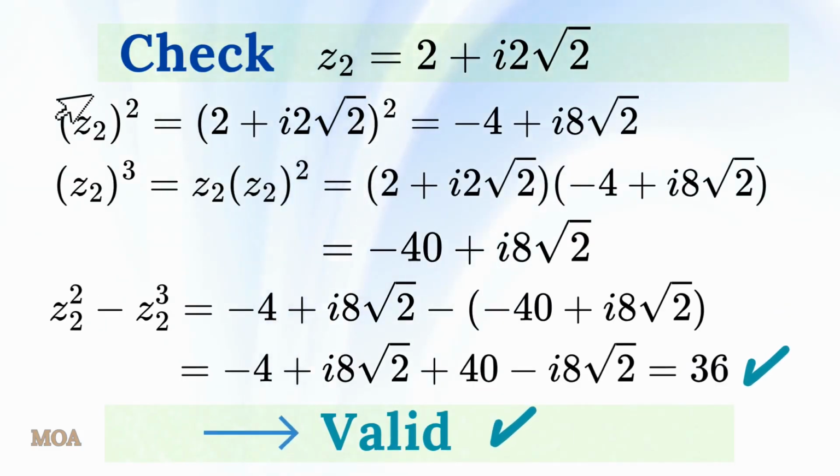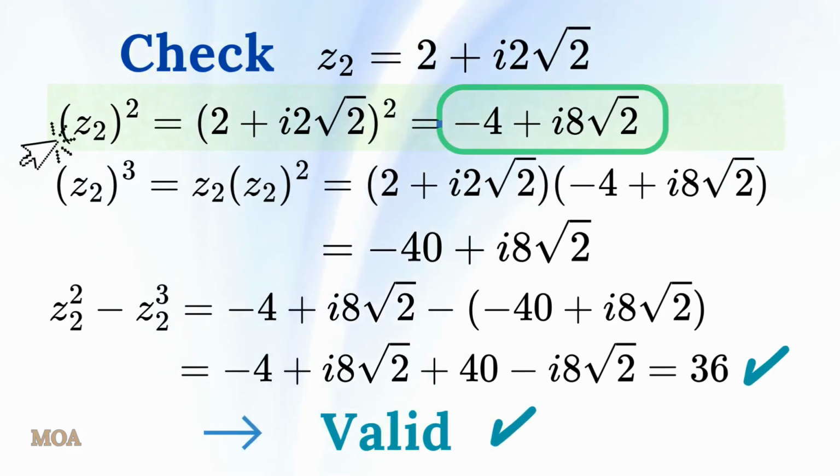Likewise, we check our complex solutions. Regarding the second root, z sub 2 equals 2 plus i times 2 times the square root of 2. First, we compute z sub 2 squared, which equals the quantity 2 plus i times 2 times the square root of 2, all squared. This yields negative 4 plus i times 8 times the square root of 2.